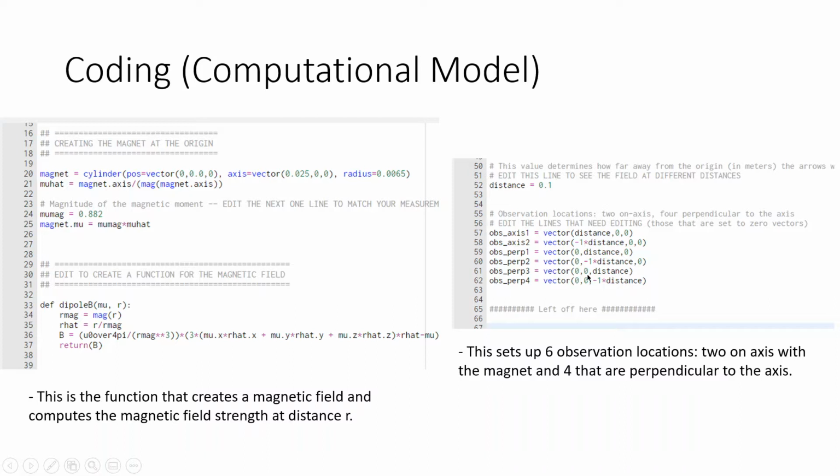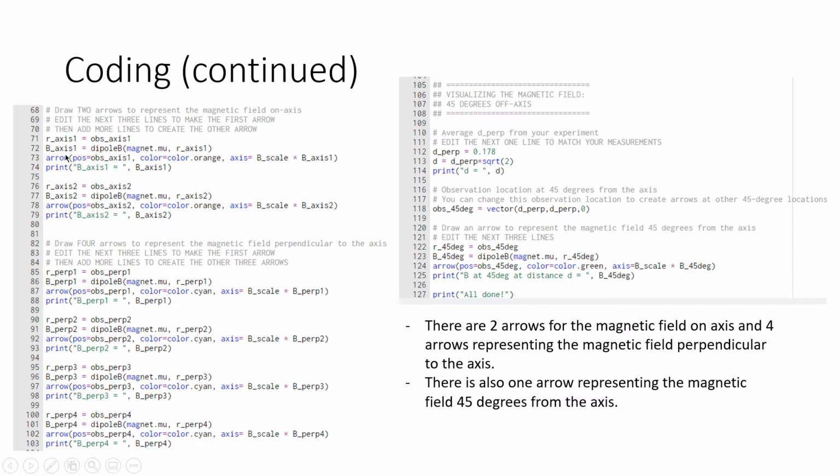This section right here sets up 6 observation locations, 2 of them being on axis with the magnet, and 4 that are perpendicular to the axis, in order to set up for the next part of the code, which creates the arrows at those locations. So right here on the left, there are 2 arrows that are on axis with the magnetic field, and those are orange, as I showed earlier, and these are the blue arrows that are perpendicular to the axis of the magnetic field.